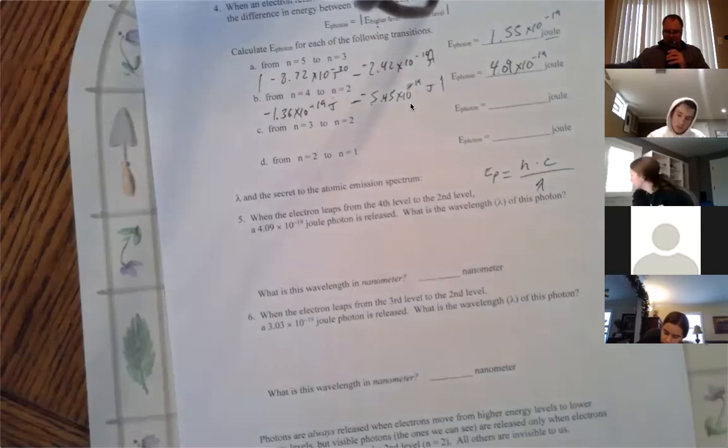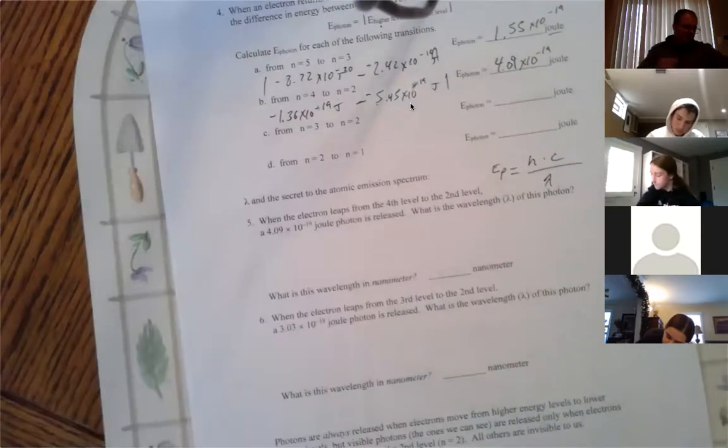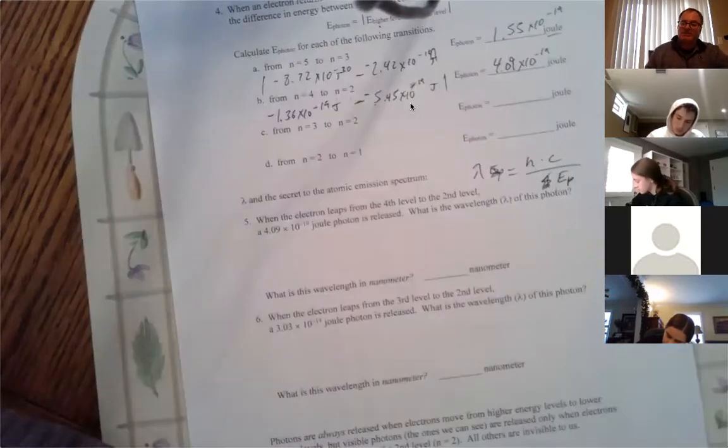Don't you multiply them both by the lambda and then divide by energy of the photon? You're exactly correct. We're going to multiply by lambda and divide by energy of the photon. That rearranges our equation to solve for lambda equals hc over EP. So I'm going to write that down here.